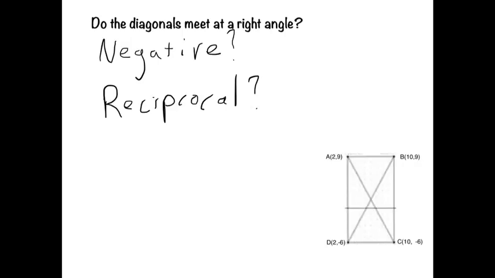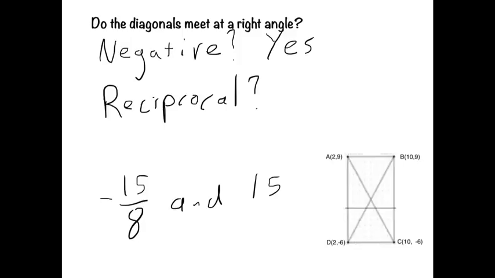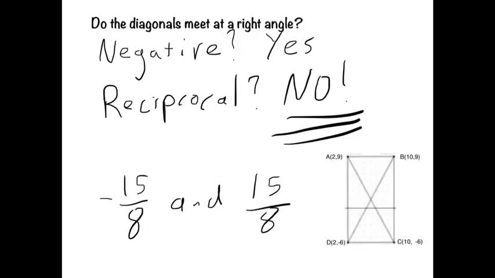Are they negative of each other? Yes. We've got negative 15/8 and 15/8. Are they reciprocals? No. Careful not to mix those up. So do the diagonals meet at a right angle? The answer is no. And that's the end of this video. Part 3 will have to do with the next concept, which is the midpoints of lines.